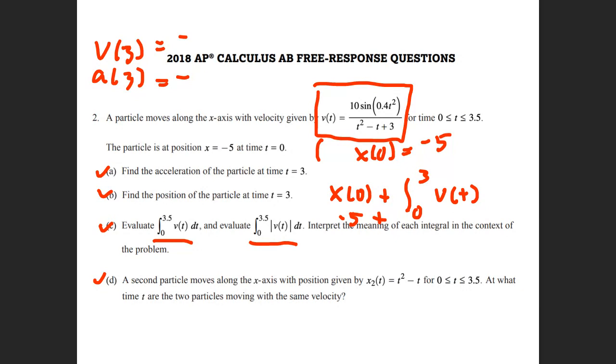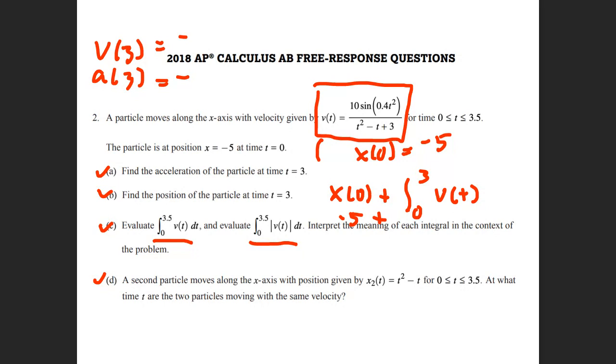Now remember, one of them is a velocity function and the other one is a position function, right? So you got to remember that, because it says the second particle moves along the x-axis with the position given. So that's not a velocity function, that's a position function. All right, so what is your answer? I'm gonna see if I can get the answer too.